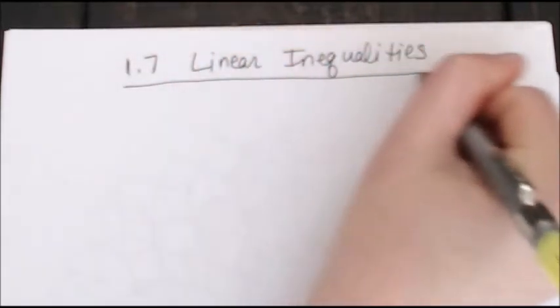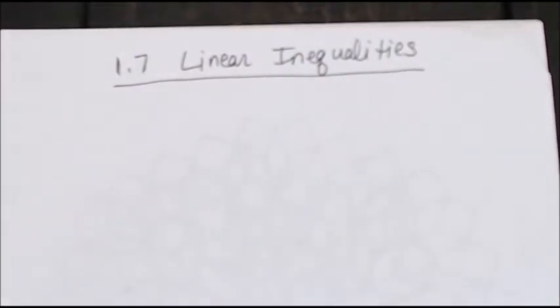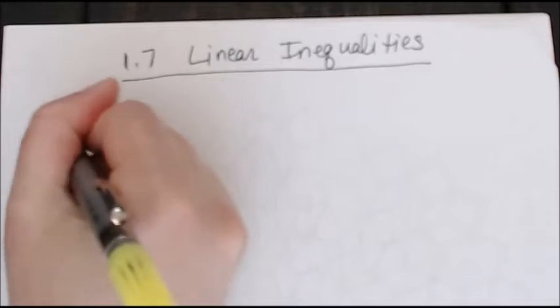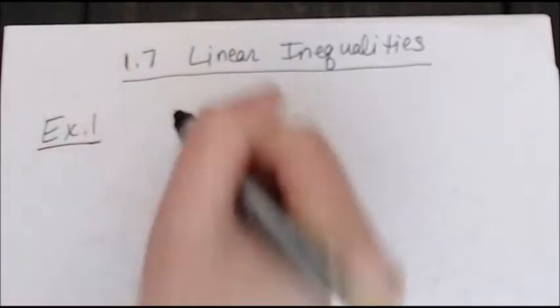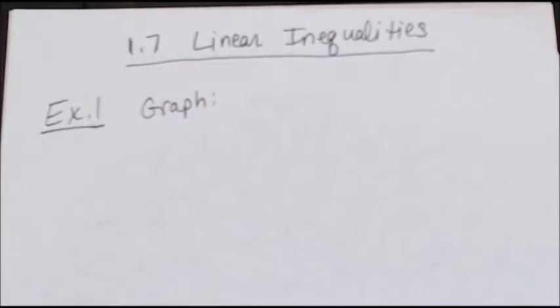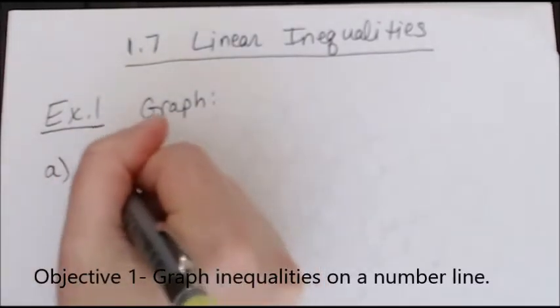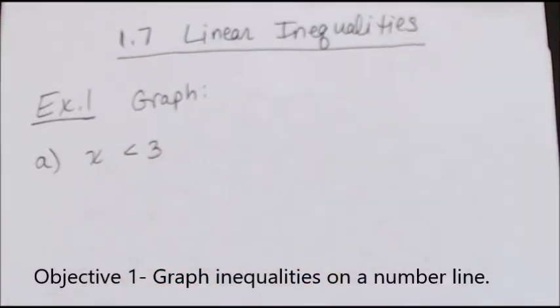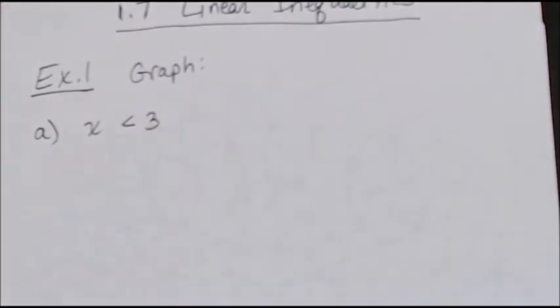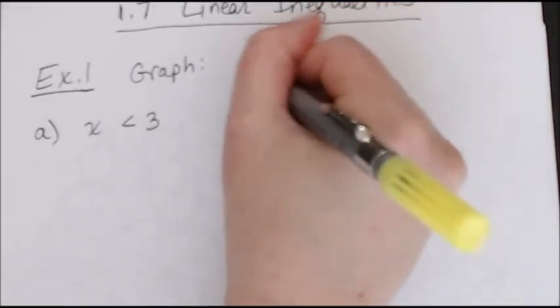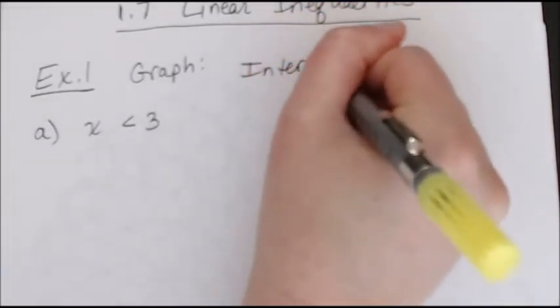Okay? And so there are guided notes for this if you want to download them and use those, or you can just use notebook paper. So example 1 asks us to graph the solutions for each of these inequalities. The first one they give you is x is less than 3. In addition to graphing, I'm going to ask you to do one more thing. I want you to graph this, and I also want you to write your solution in what's called interval notation.